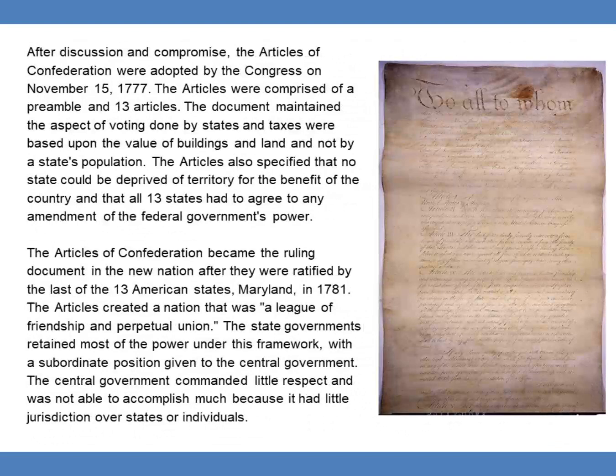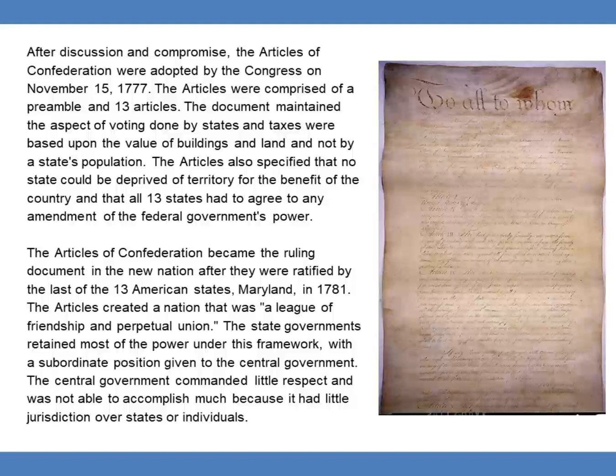After discussion and compromise, the Articles of Confederation were adopted by the Congress on November 15, 1777. The Articles were comprised of a preamble and 13 articles. The document maintained the aspect of voting done by states, and taxes were based upon the value of buildings and land and not by a state's population. The Articles also specified that no state could be deprived of territory for the benefit of the country, and that all 13 states had to agree to any amendment of the federal government's power.